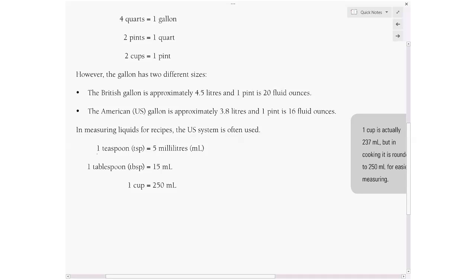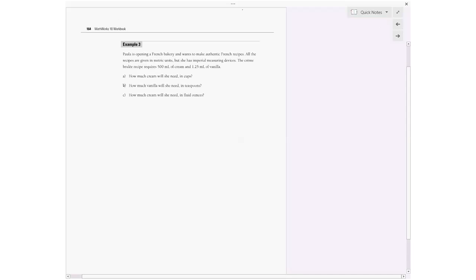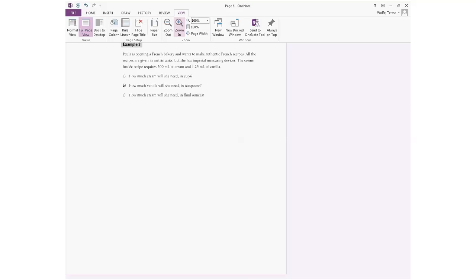As far as recipes go, 1 teaspoon is 5 milliliters, 1 tablespoon is 15 milliliters, and 1 cup is 250 milliliters. It's actually 237, but we usually just use 250 because it rounds nicer. So let's look at example 3. Let's make it a little bigger here.